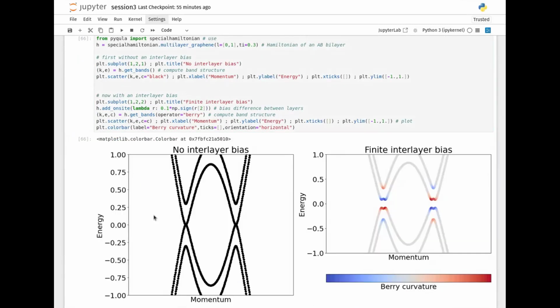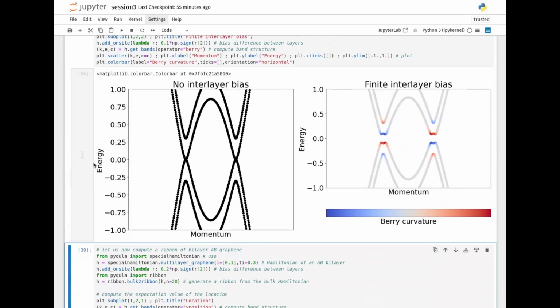So the plot on the left is the band structure without a bias. Without a bias, this bilayer honeycomb lattice is gapless and it has this quadratic crossing over here. And then when you add a bias, you effectively open up a gap, and this gap has a finite Berry curvature. So you see that if you go from one valley to the other valley, then the Berry curvature changes. And if you integrate the Berry curvature over the whole space, you would get 0. But each valley independently has its own Berry curvature, and it integrates to 1.